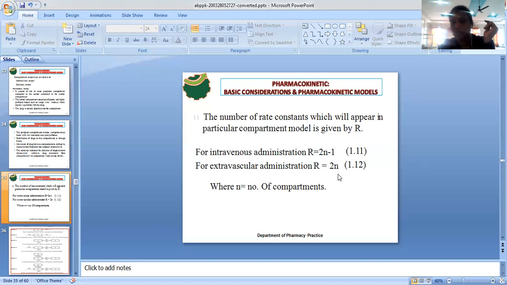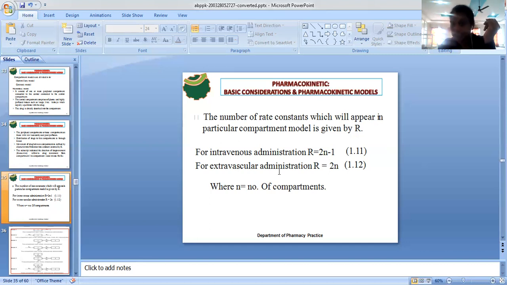If two compartments are there, the number of rate constants involved in that pharmacokinetic compartment model followed by extravascular administration, in such cases, 4 rate constants will be involved. Here, since the absorption step is eliminated for intravenous administration, one will always be more in the extravascular compared to the intravenous. Here 3 rate constants are there, here 4 rate constants will be there.